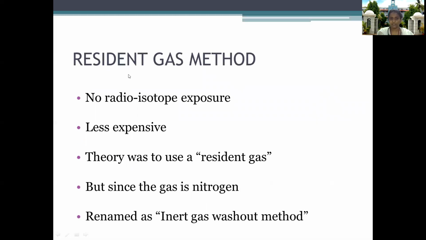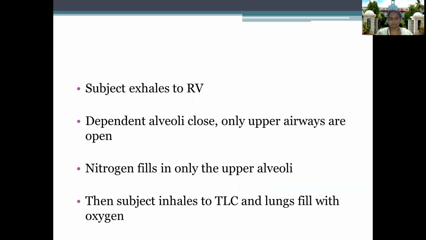The second method is the resident gas method. In this method, we notice that there is no radioisotope exposure and therefore it is much less expensive and much safer. The theory was to use a resident gas, that is a gas which already resides in the airways. But since the gas is nitrogen, it was later renamed as the inert gas or nitrogen gas washout method.